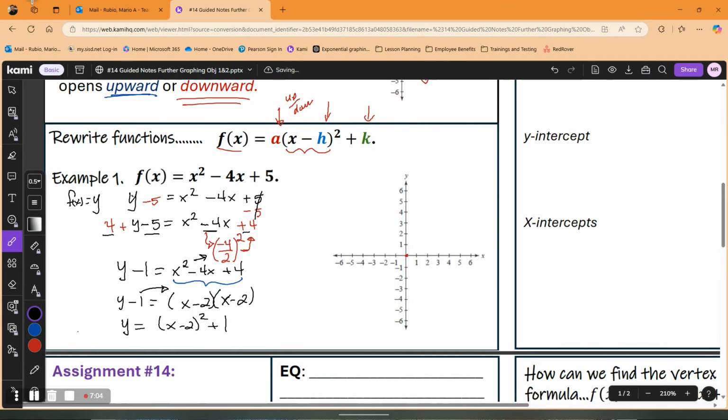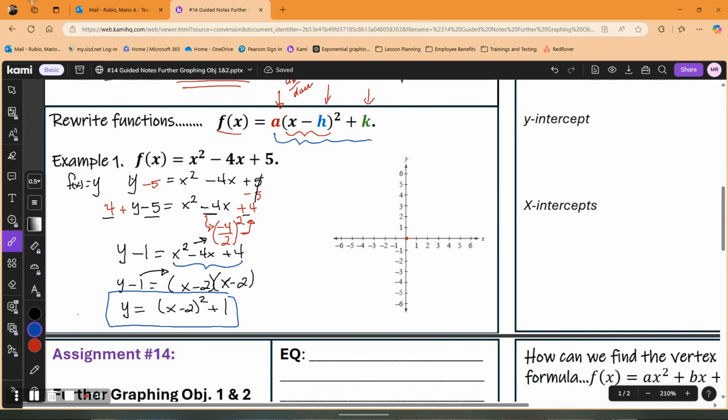Now, guess what? I did all of that work just so I can get it to look like this. Look, I've got my x squared, so this is going to be, let me do this. That's h, that's k, and in this case our a is right here, which is just 1.